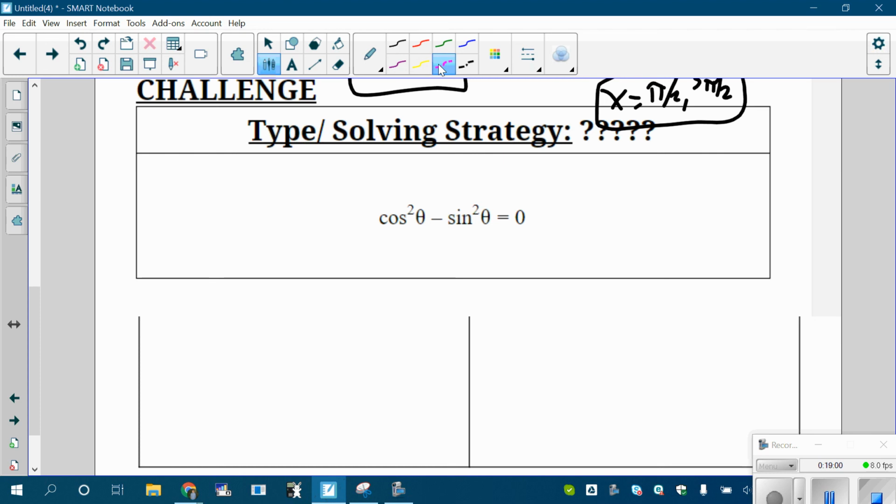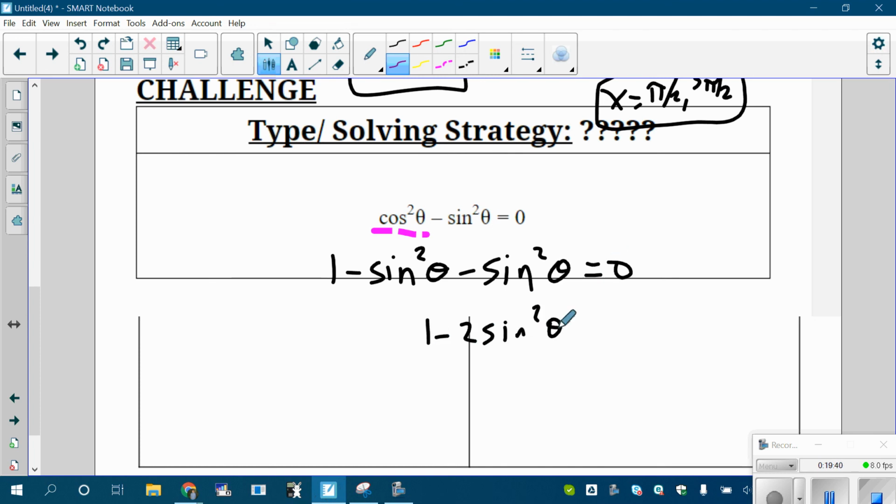But if you frame it in that light, the strategy becomes kind of clear. You look at it and you go, wait a second. I don't want 2 different trig functions. I want either all to be sines or all to be cosines. Let's make it all into sines. How would I switch my cosine squared into sines? Well, I'd replace it using a Pythagorean identity, good old-fashioned Pythagorean identity. I'd replace that cosine squared with a 1 minus sine squared. And now look. This looks much more like the equations we've been solving.